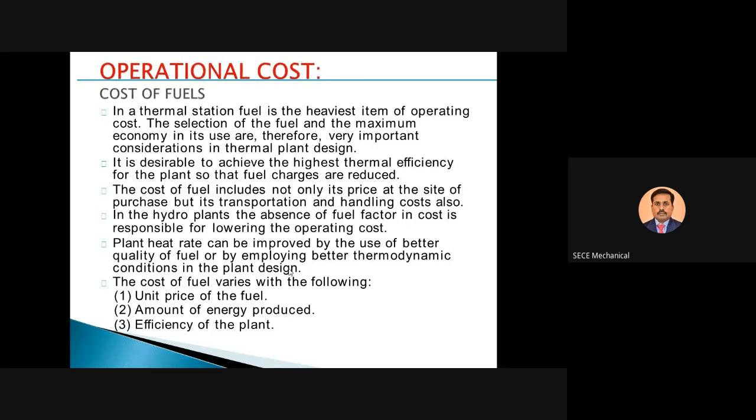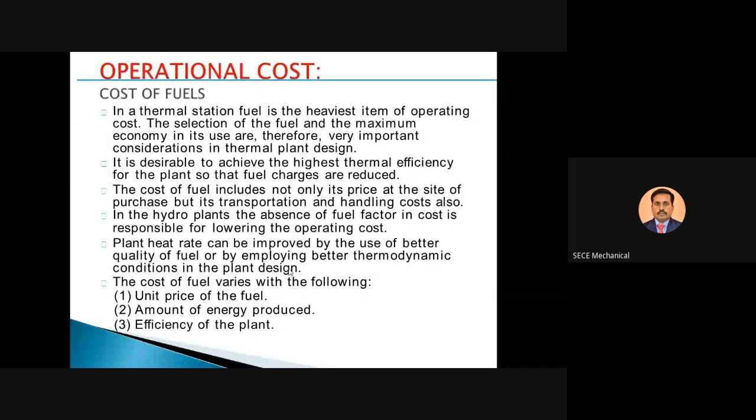So if it is a diesel power plant, we have to supply diesel fuel. In all types of conventional power plants, we have to supply fuel. For that fuel, you want to produce more energy, which means we have to achieve the highest thermal efficiency. If the thermal efficiency increases, the steam production also increases, which means our power plant's energy production also increases. That is the meaning behind it.